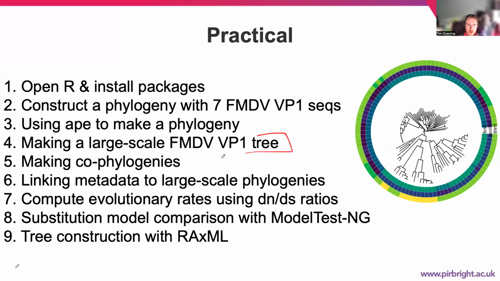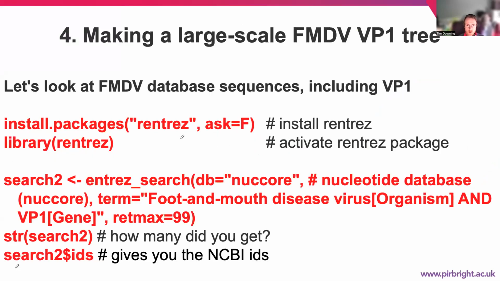So now we're going to make a large scale tree from all available FMDV VP1 sequences. So what we're going to do here is use a package from Entrez to help us retrieve those sequences from databases. So we use entrez_search from Entrez. We're using the nucleotide database. This is our search term, like if we typed it into a website, FMDV virus and VP1 gene, returning a max of 99 sequences. So if we request too many sequences, we may get an error in downloading them.